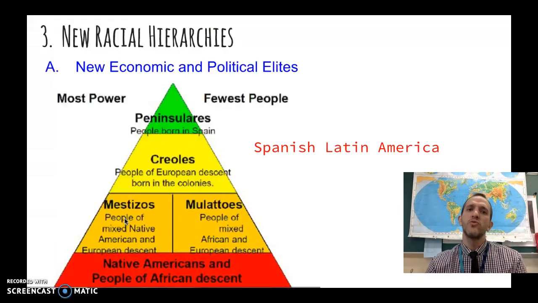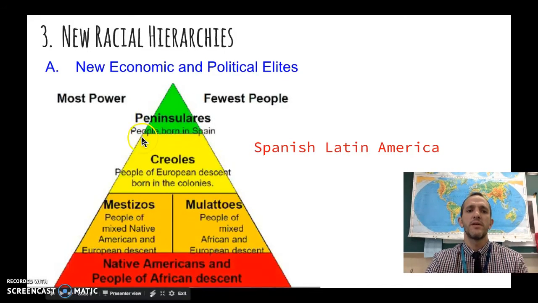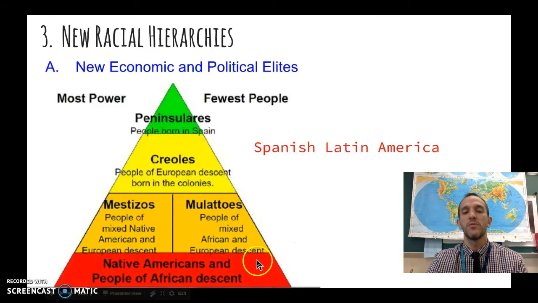Last kind of piece of this, we do see new racial hierarchies exist, and I just want to point out this one new one, which is new economic and political elites. In Spanish Latin America, we have this new social class structure, and hopefully you talked about this last year, but at the top of this social class system are the peninsulares. They are people who are born in Spain, who moved to the Americas after they were born. You have Creoles. These are people who are of Spanish descent, but were born in the Americas, so they are one step below. Below them, you have people of mixed ancestry, so people who have some Spanish blood and some Native American blood will be mestizos. The mulattoes are Spanish and African, and then at the bottom are Native Americans and people of African descent.